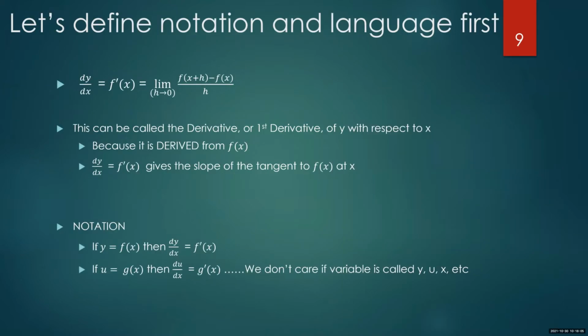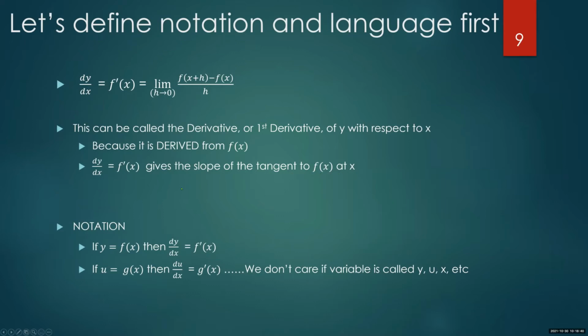So let's define notation and language a little bit. We're saying that dy dx is equal to f dash of x, and that's the limit as h goes to 0 of f of x plus h minus f of x all over h. This can be called the derivative or the first derivative of y with respect to x, because it's derived from f of x. And dy dx, which is equal to f dash of x, gives the slope of the tangent to f of x at the point x.